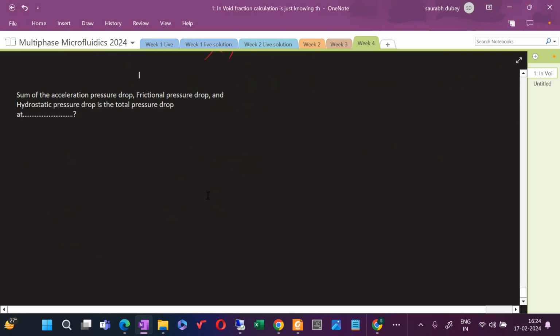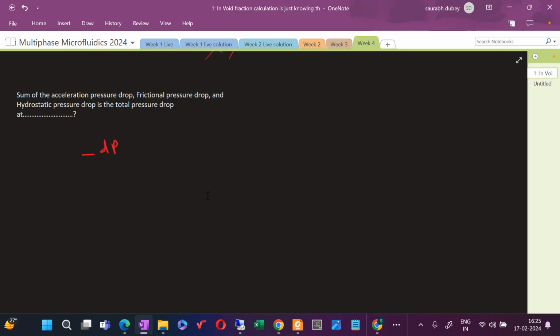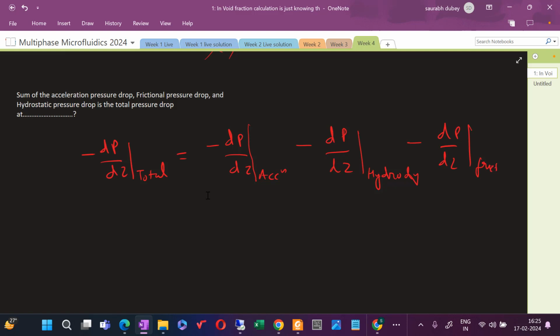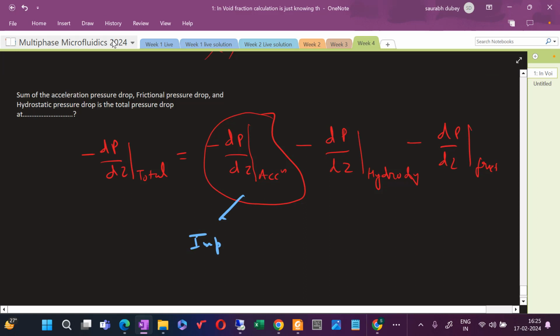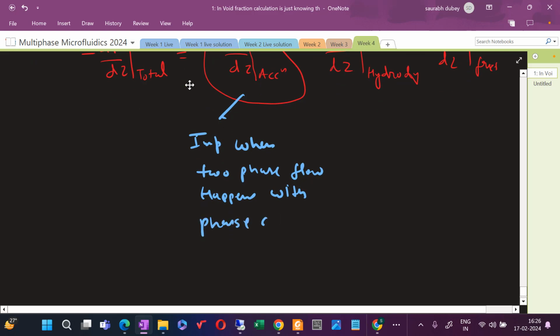So the expression, if you write, this was dp by dz total equals to minus dp by dz acceleration plus everything will be negative, so drops will be calculated with that of hydrodynamic acceleration and dp by dz friction. So this term is often important when there will be two-phase flow with phase change. Okay, that is the one thing.